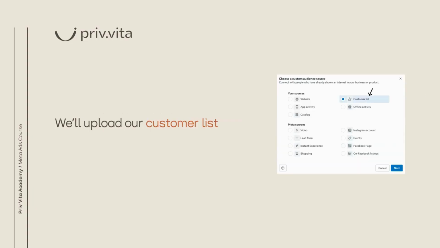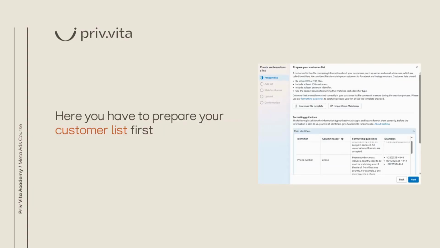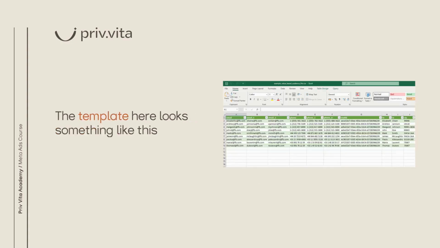Secondly, we will upload our customer list. Here you have to prepare your customer list first. The template here looks like something like this. Every column will have a name, and under each column you will place the relevant data. It should be a CSV file, so don't try to do it manually. Just download your Shopify customer list and Facebook will take care of the rest.